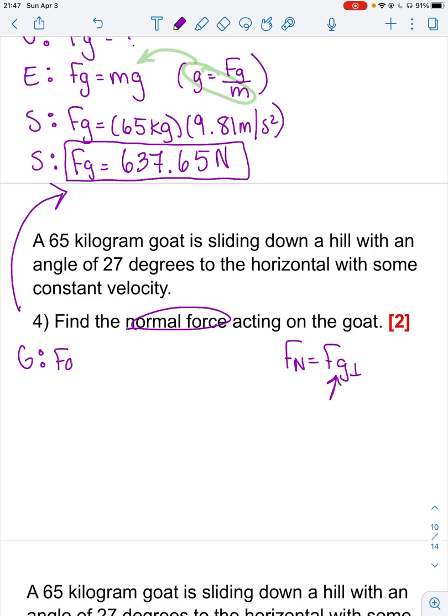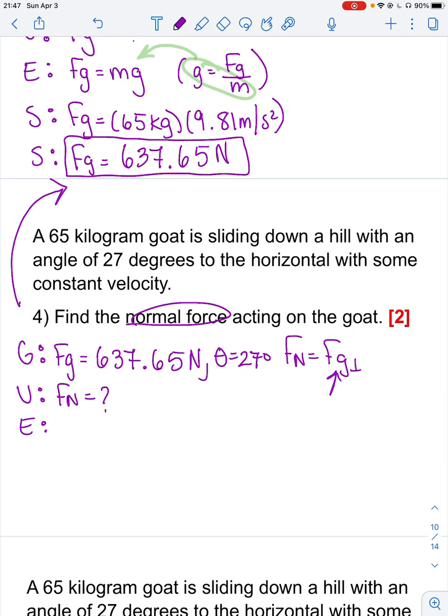So we say that the force of gravity equals 637.65 newtons. My theta is 27 degrees. My unknown is the normal force. We don't know what that is, but we said the relationship is that the normal force is equal to the force of gravity perpendicular, which is always going to be true no matter what on an inclined plane, and that is equal to the force of gravity times cosine theta.